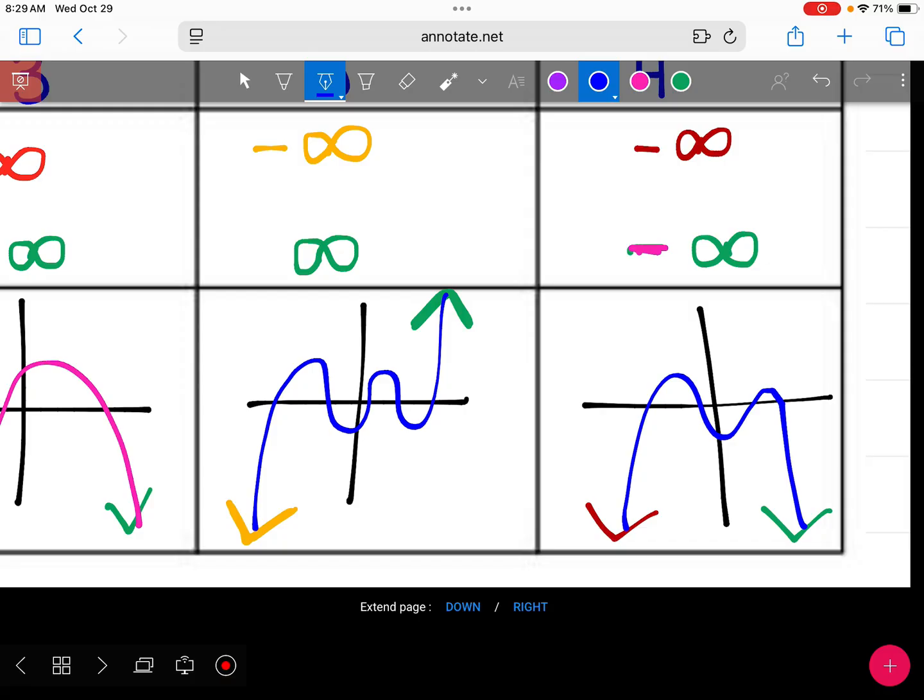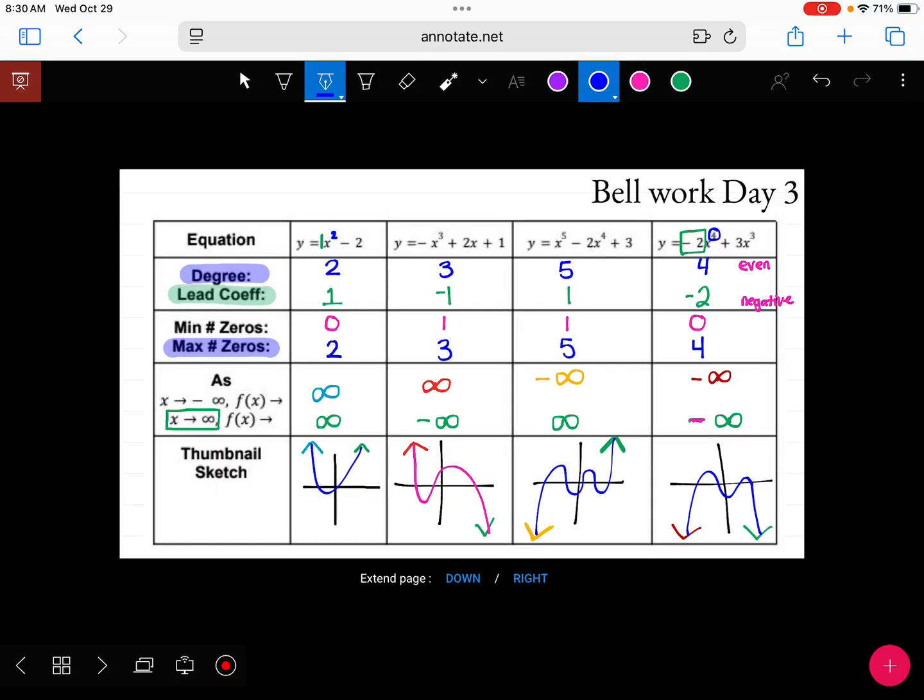We are going to practice just a smidge more with these. We're going to do 2 more from our notes packet, and then we're going to look at the next concept. But questions on these 4? I know this was a whole lot up here.